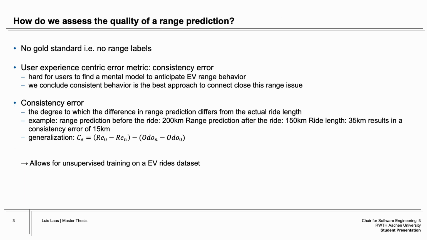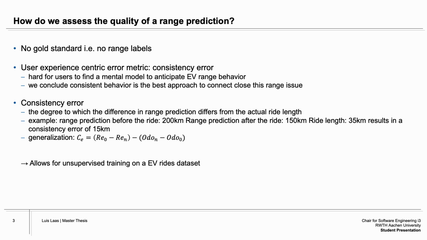It is also difficult to assess how good range prediction is. There is no gold standard, since it highly depends on driver behavior. We chose a user-centric error metric, which in our case is the consistency error. Here, the range estimation is judged by the consistency with an actual ride. If a ride, for example, is 35 kilometers long, and the range prediction before says you have a range of 200 kilometers, and afterwards it says you have a range of 150 kilometers, then the consistency error would be 15 kilometers. We generalize this in this formula on screen.